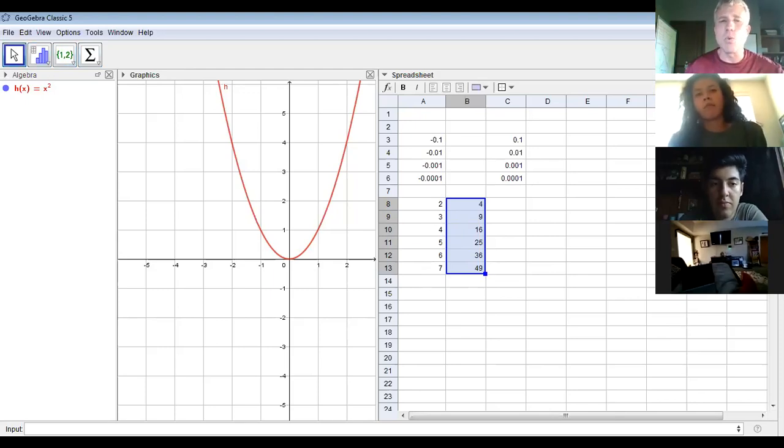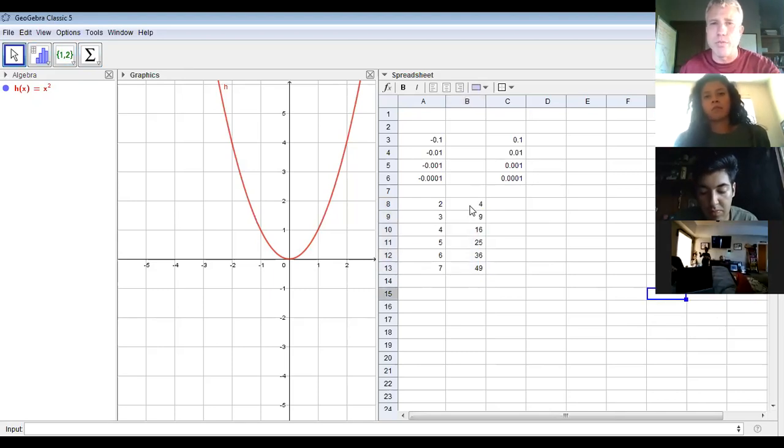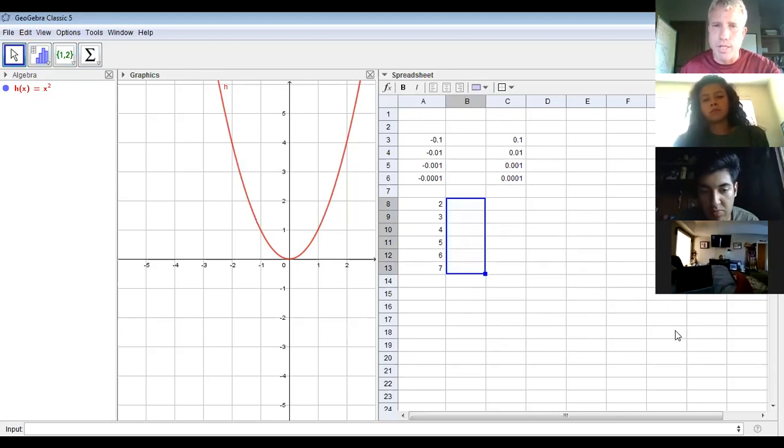Microsoft Excel works the same way. The only difference in Excel is you can't make a function like this. So I would have to do it differently. Here's what I would need to do if I were in Excel.